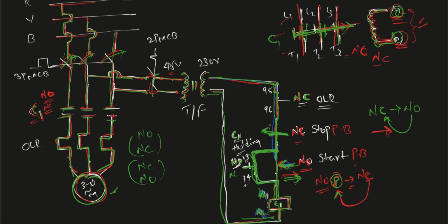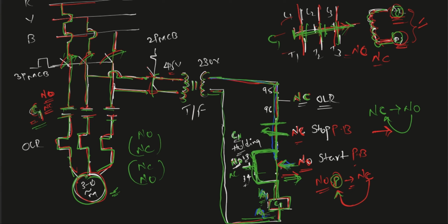As soon as the circuit opens, your voltage will get stuck over here and the C1 contactor's A1, A2 get de-energized. As soon as A1, A2 get de-energized, this will open again, so the motor does not receive power and is not running, because the C1 contactor has opened.